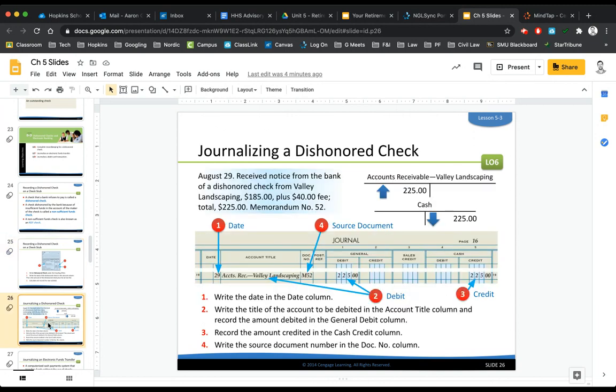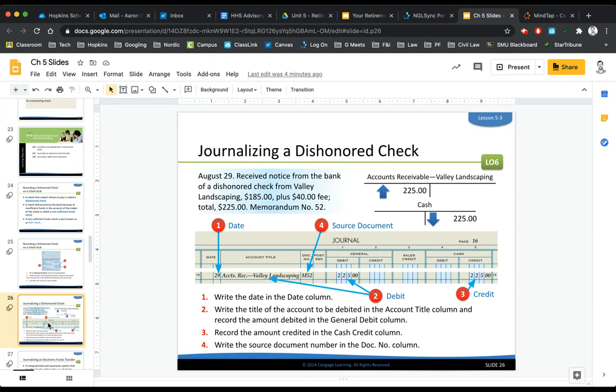The next step is to actually journalize it and enter it into our journal because we have to account for it. It's going to go into an accounts receivable account because Delgado Web Services is going to have to pay the bank that fee and absorb that cost, but they are going to then send out a new invoice to Valley Landscaping for the amount that they had owed, but also for the fee as well.